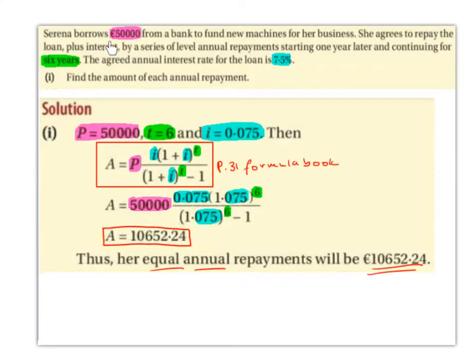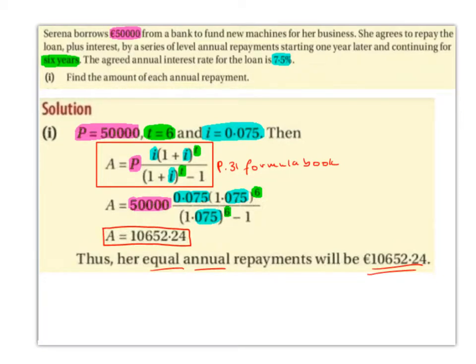Serena borrows €50,000 from a bank to fund new machines for her business. She agrees to repay the loan plus interest by a series of level annual repayments starting 1 year later and continuing for 6 years. The agreed annual interest rate for the loan is 7.5%. Part 1. Find the amount of each annual repayment.